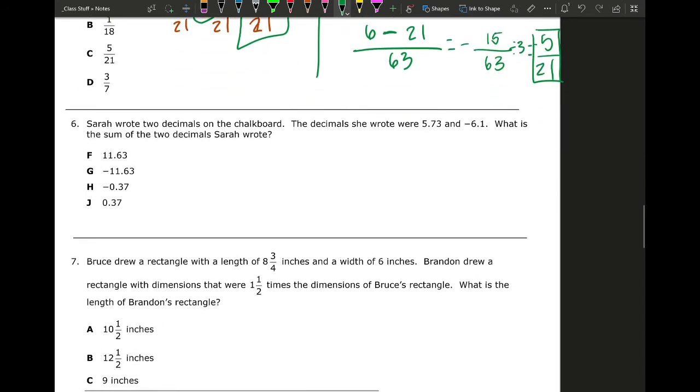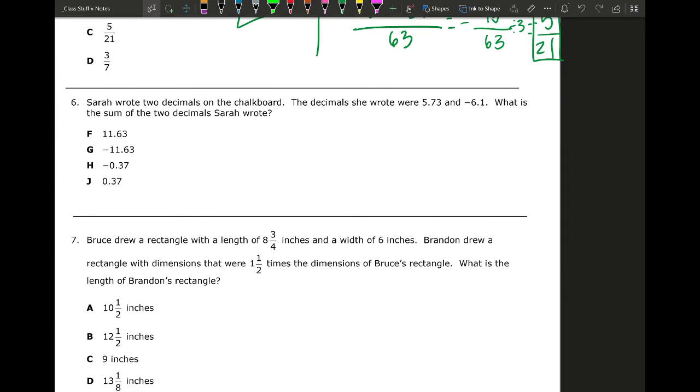Number 6. Sarah wrote 2 decimals on the chalkboard. The decimals she wrote were 5.73 and negative 6.1. What is the sum of the 2 decimals that she wrote? So basically you have 5.73 plus a negative 6.1. That's what we have. And you can rewrite it like negative 6.1 plus 5.73. It doesn't matter.